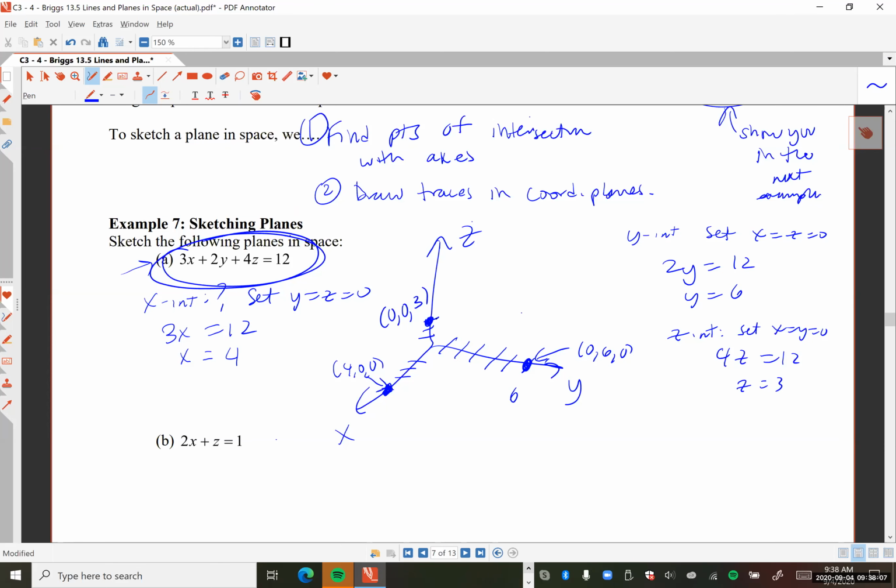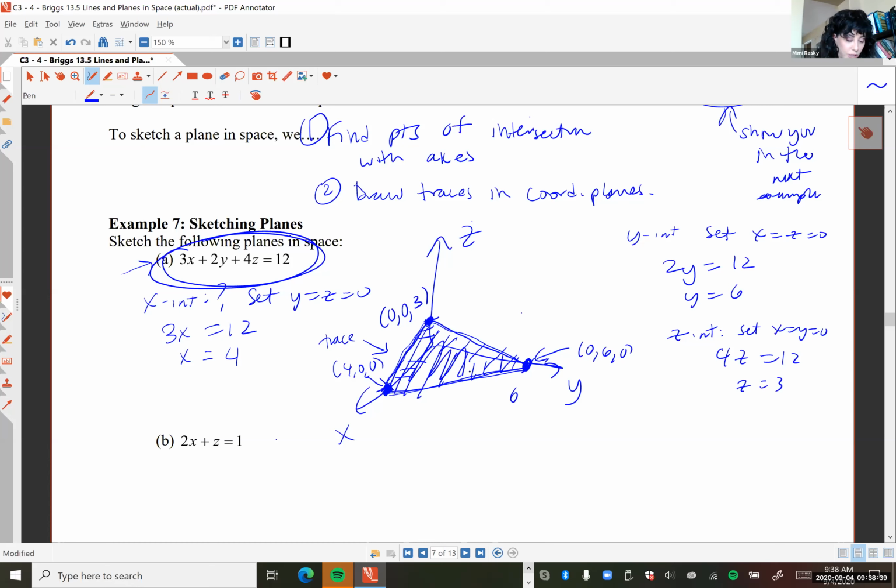And now you draw traces. This line that connects the point (0, 0, 3) with the point (4, 0, 0) is the trace as the plane cuts through that xz plane. That's known as a trace. The trace as it cuts through the yz plane is that line, and the trace as the plane cuts through or pierces the xy plane is that trace right here. These are the three traces. And you're done. You have just drawn a portion of the plane.